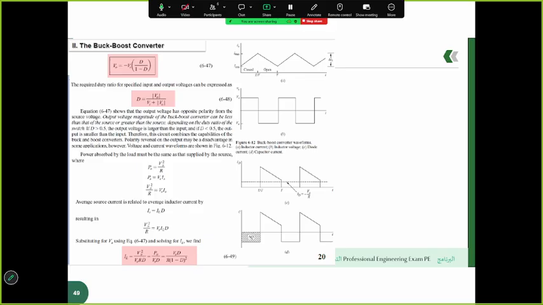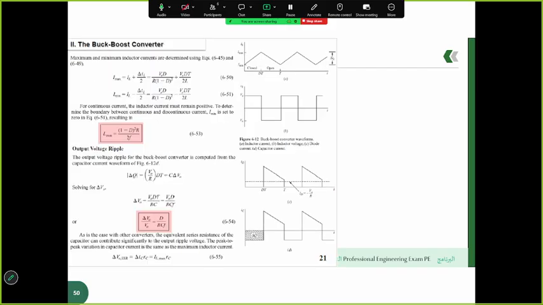In addition, the slide derives the average inductor current by using power balance between the source and the load, where the average source current is related to the inductor current through Is equals D times IL, and this leads to an expression for the average inductor current in terms of the input-output voltages and the load resistance.